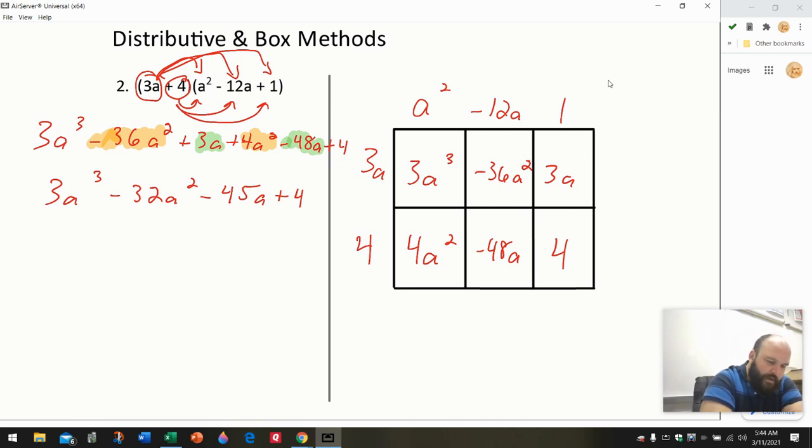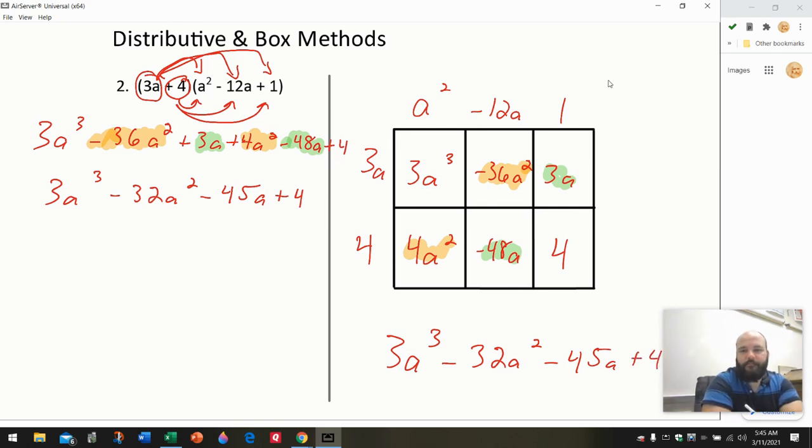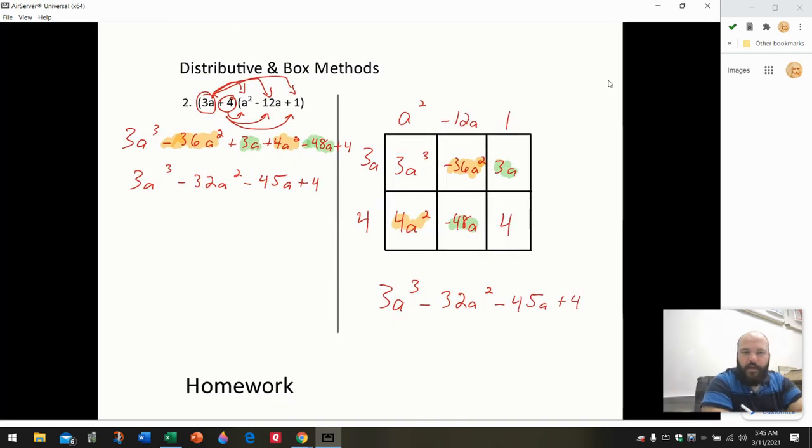Now we will identify our like terms. I like to highlight them. Makes it easy for you all at home to see this. So start with the highest power, 3a to the third, then go to the smaller one. We have 4a squared minus 36a squared. That gives me negative 32a squared. Then we have negative 48a plus 3a, which is negative 45a. And lastly, we have plus 4. And that's it. We're all done. That matches what we got using the distributive method, which is great.